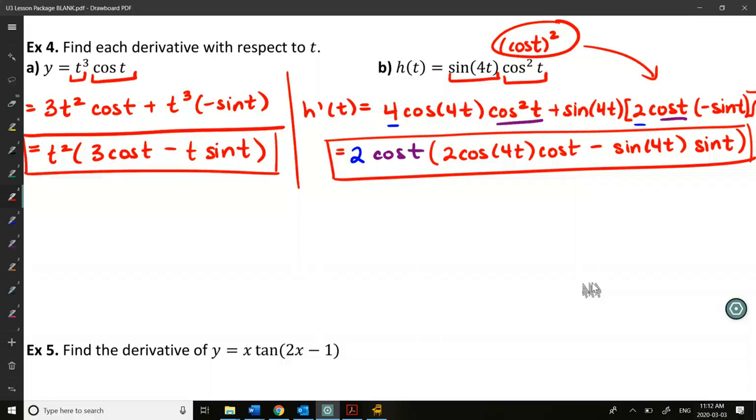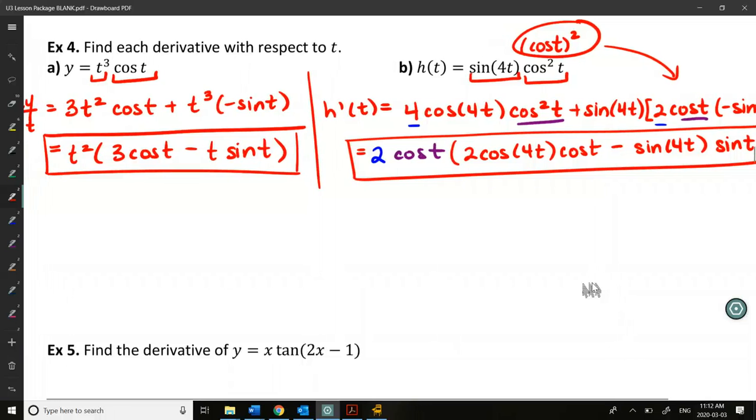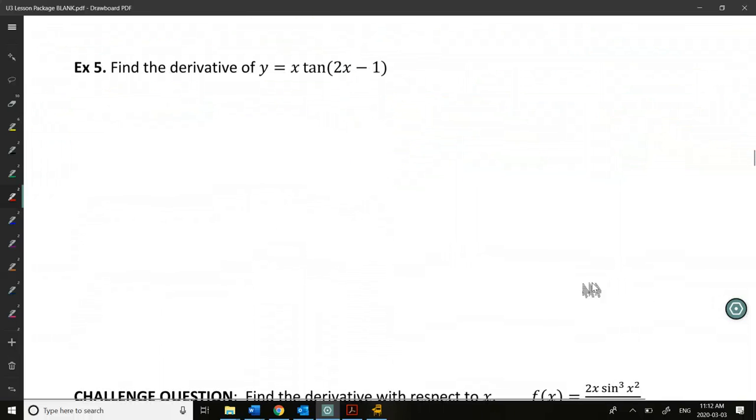Can I clarify any steps here for anyone? We're good? Can I scroll? Okay. So product rule again here. This is going to be our first. This is going to be our second. Does anyone want to try this one?